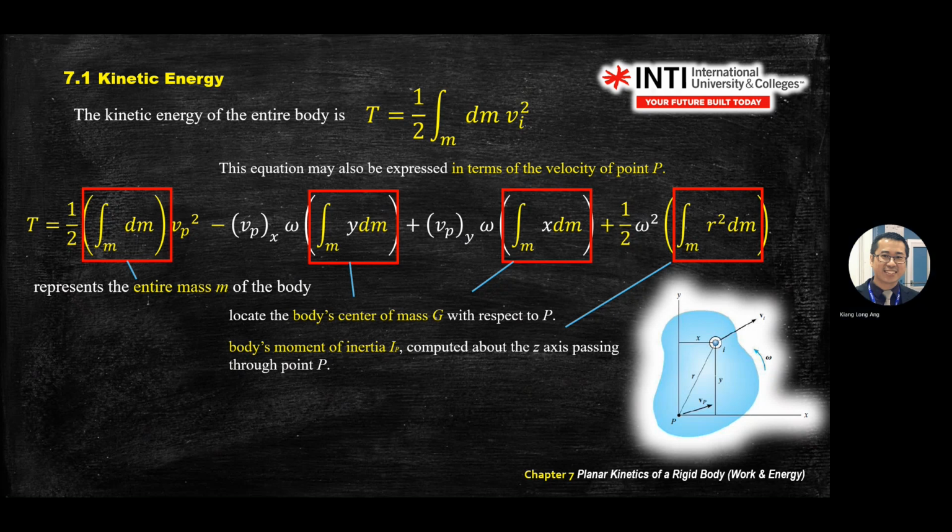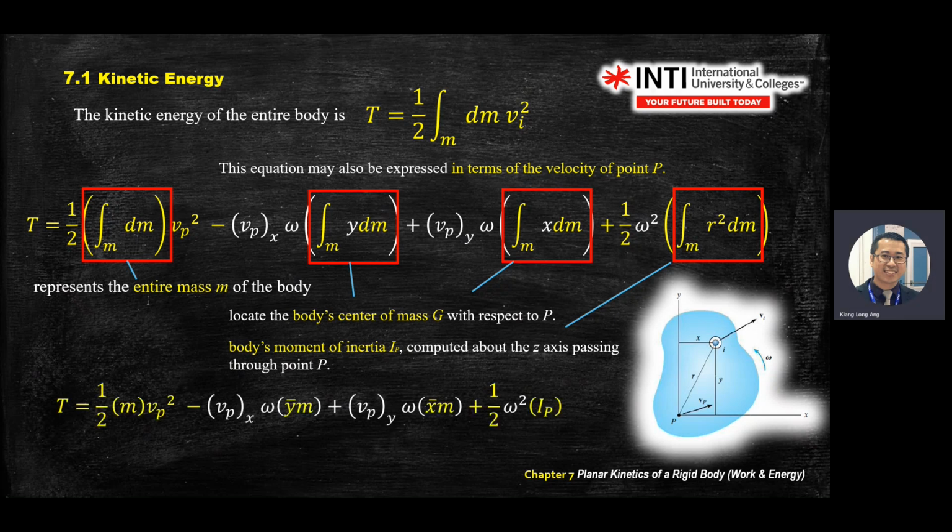right? This is your y bar. This is your x bar, right? You use the xm divided by the mass. Okay, that one.